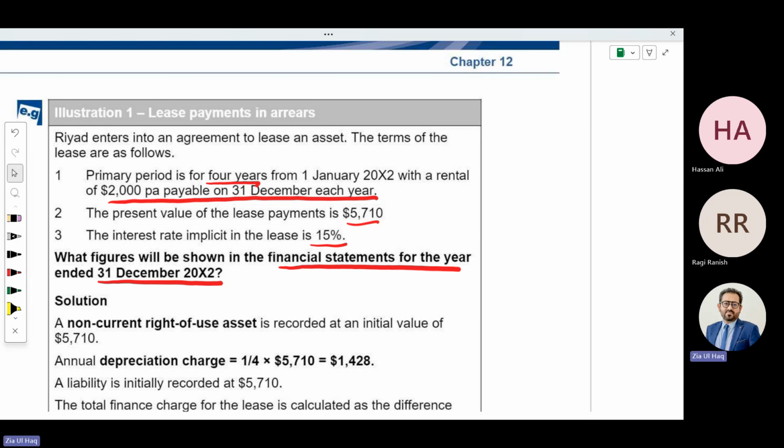They always say whether the payment is made at the beginning or end. Yes, they will mention it in the question. If there is no information, we'll assume end of year.